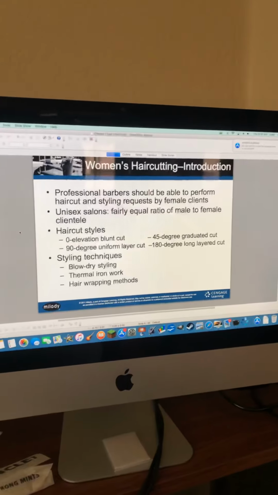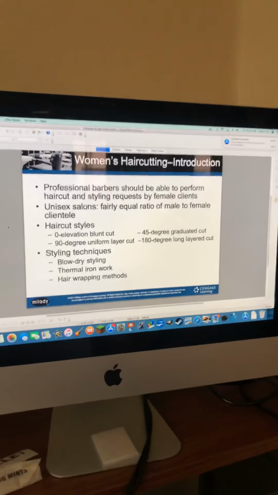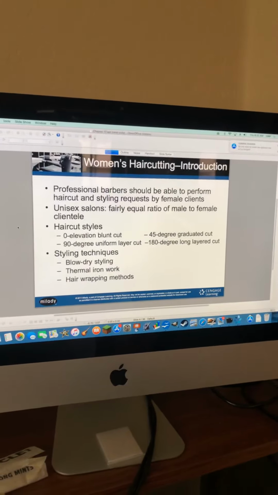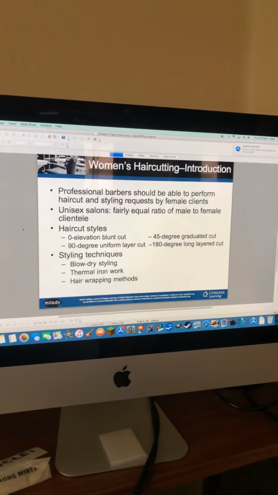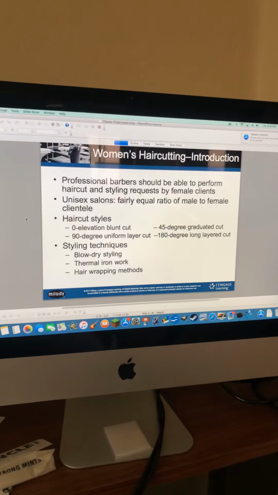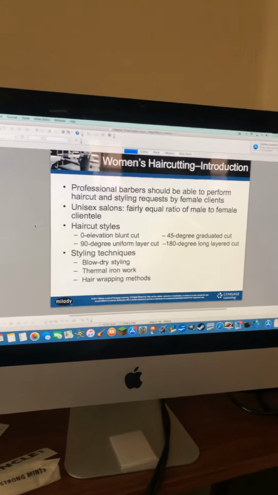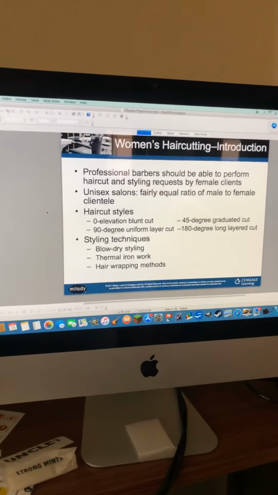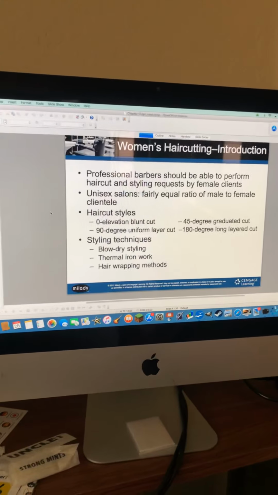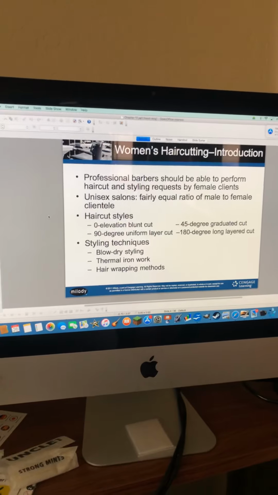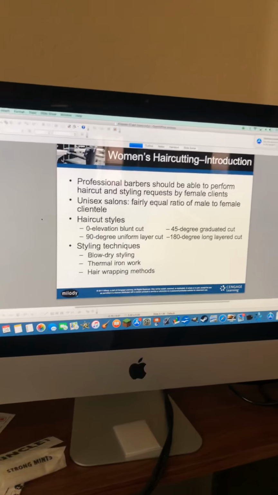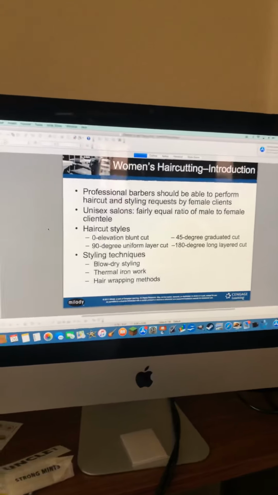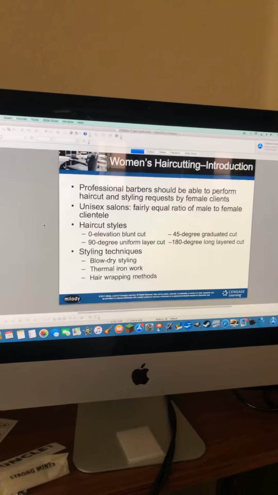As far as the introduction to women's haircutting, professional barbers should be able to perform haircut and styling requests by female clients. Unisex salons have a fairly equal ratio of male to female clientele. The 4 basic cuts we're going to be learning are the 0 elevation blunt cut, the 90-degree uniform layer cut, the 45-degree graduated cut, and the 180-degree long layered cut. Styling techniques include blow dry styling, thermal ironwork, and hair wrapping methods.